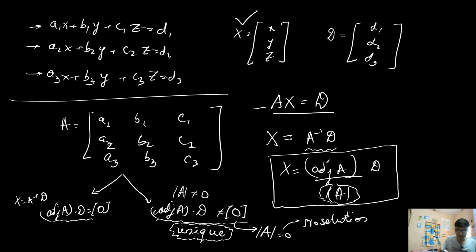Now, when the situation comes that adjoint of A into the matrix D is basically a null matrix and simultaneously the determinant of A is also equal to 0, in this case we get the solution that is known as an infinite number of solutions, and in this case also consistent. So if adjoint of A into D matrix is basically not a null matrix, and simultaneously the determinant of A is non-zero, that is A is a non-singular matrix, in that case we get the result that is a unique solution.